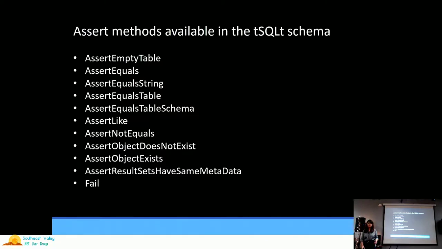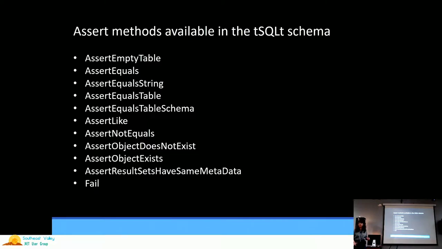Assert equals table. Pass it the names of two different tables. Are they exactly the same, not only the metadata, but the contents? If they're the same, the assert passes. Assert equals table schema. Just look at the schema. Are the two tables the same? Based on the schema, it passes.